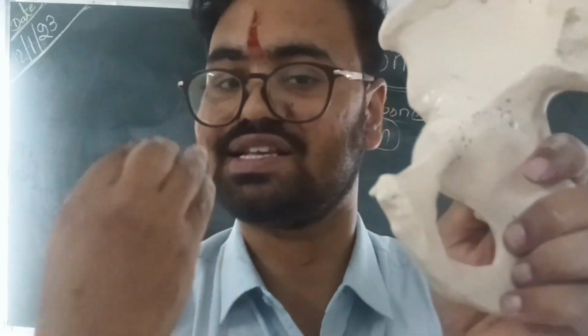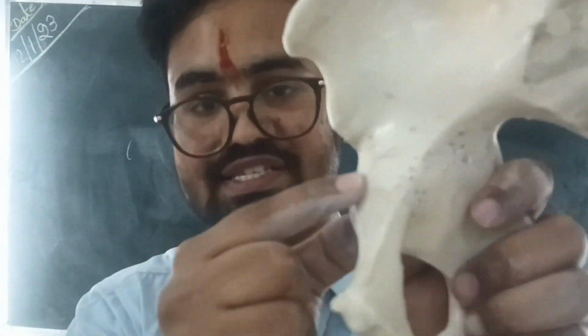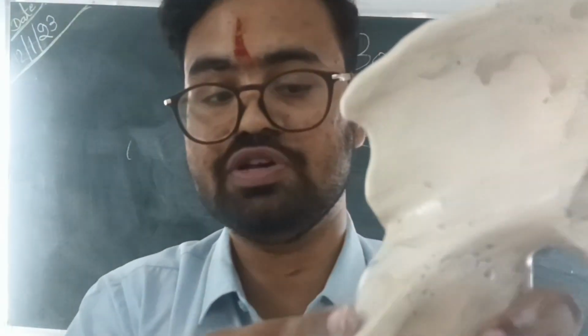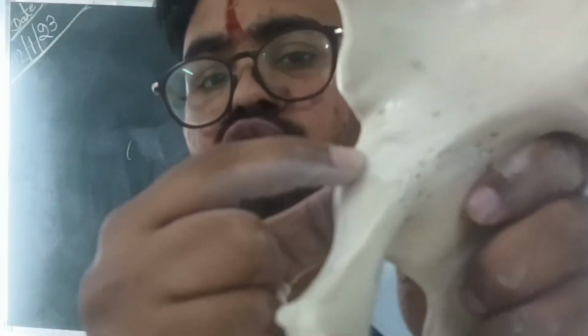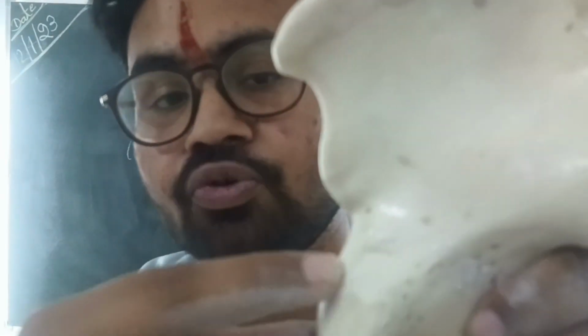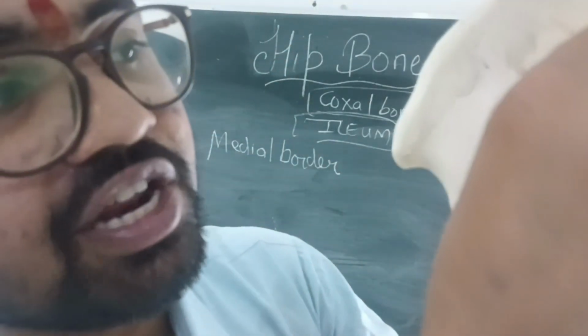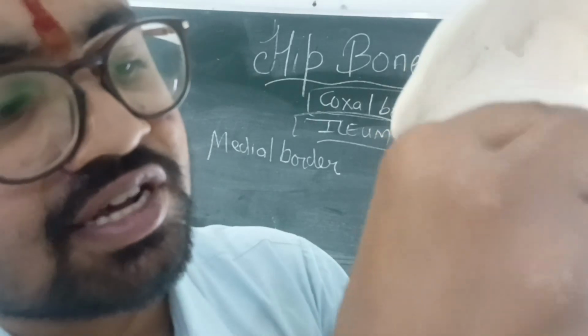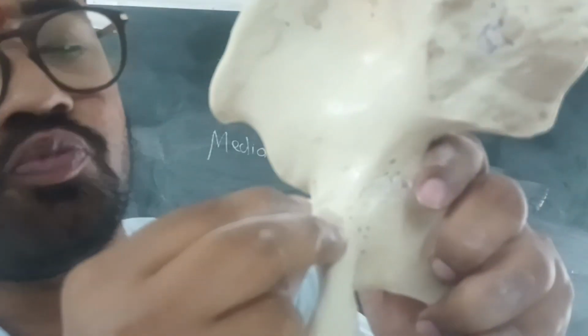The pubis bone lies anteriorly. Where the ilium and pubis meet, there is a protuberance, an eminence present. See, there is a raised eminence here. So where the ilium and the pubis meet, this portion is called the iliopubic eminence. So the medial border, see, this medial border extends from the iliac crest up to the iliopubic eminence.